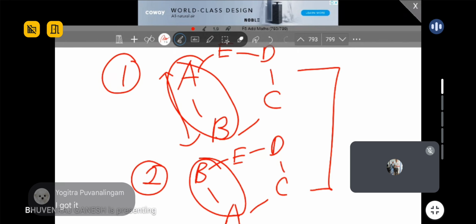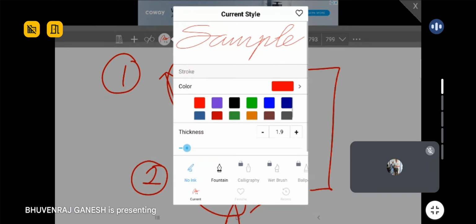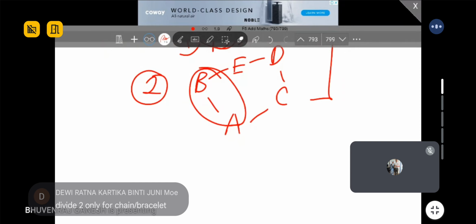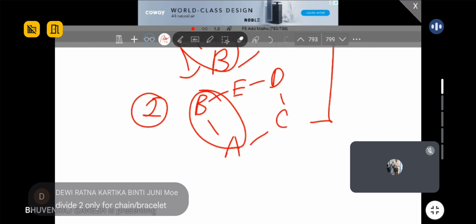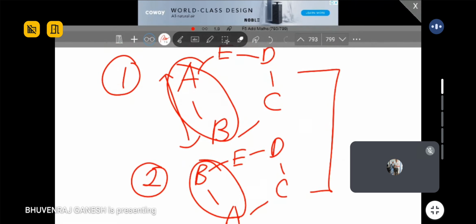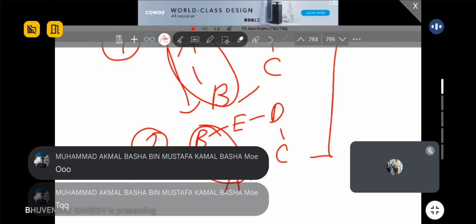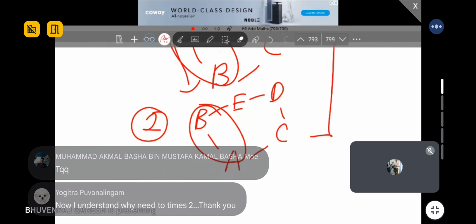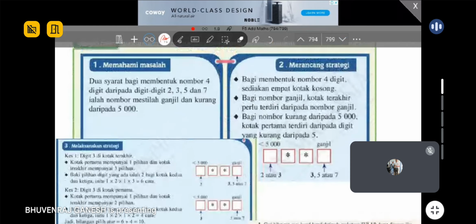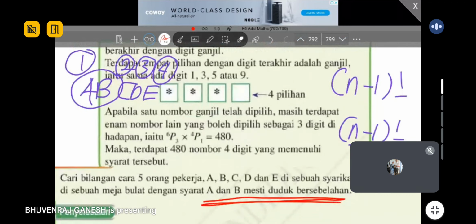Yes, yes. For the n minus 1 factorial, bagi 2 lepas tu. Yes, yes, betul. Untuk yang ni kita takkan bagi 2. For meja bulat, round table, we won't divide 2. Yes, divide 2 for chain or bracelet only. Correct. Okay, just now I confused a bit tadi with the question. Tak perlu bagi 2 untuk soalan yang ni. Okay, so always you see the condition, then you will understand.